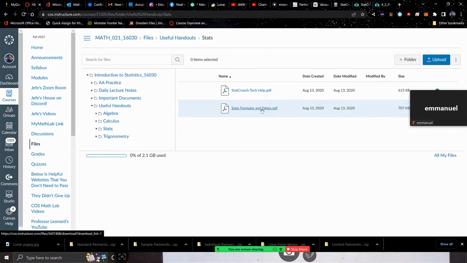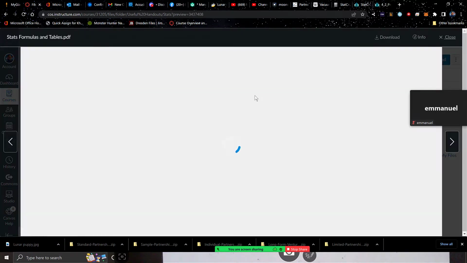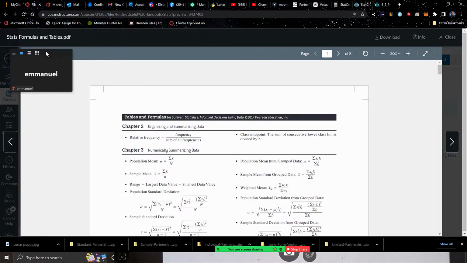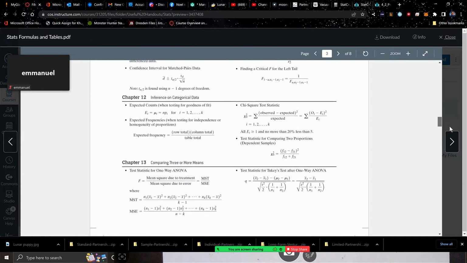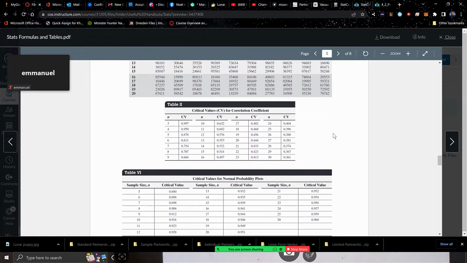Okay. So Files, Useful Handouts, Stats. We want Stats, Formulas, and Tables. And it's quite a few pages down. We're looking for our table. There we go, tables. Table 2 says, it's on page 5 apparently. Table 2 says critical values for correlation coefficient.